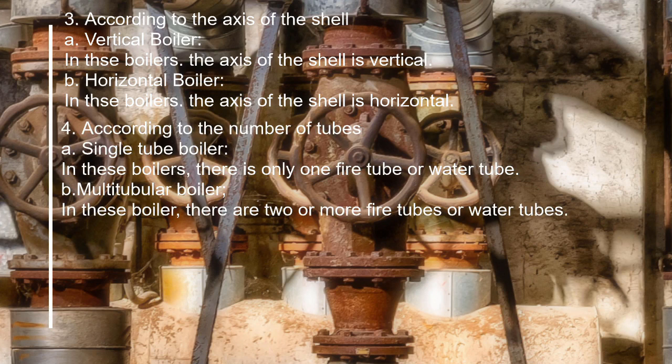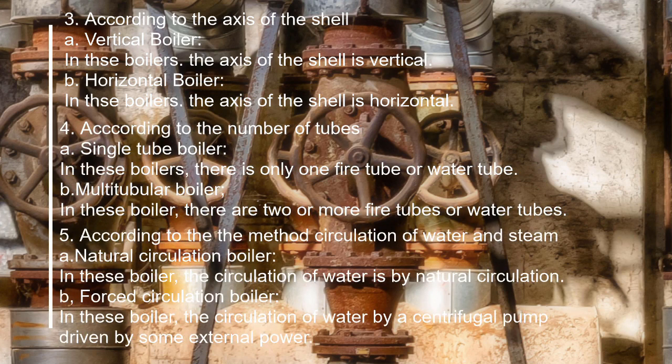The next criterion is according to the method of circulation of water and steam. There are two types: natural circulation boilers and forced circulation boilers. In natural circulation steam boilers, the circulation of the water is by natural convection currents, which are set up during the heating of water. In forced circulation steam boilers, there is a forced circulation of water by a centrifugal pump driven by some external power.